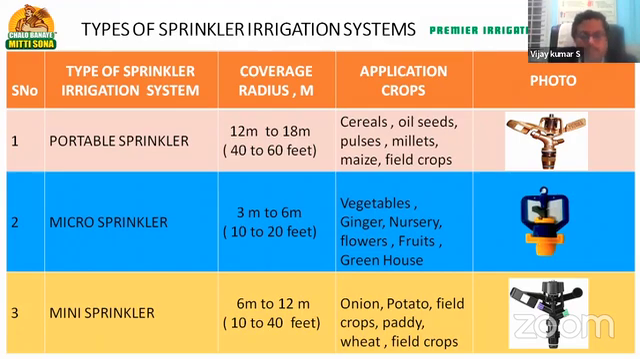So basically we are going to look at number 2 and number 3. That is, we are going to look at the design of a micro sprinkler system and a mini sprinkler system. The portable sprinkler system is basically a set of 30 pipes with 5 nozzles given, and the farmer just has to fit it and take it. So there is no real design in that.